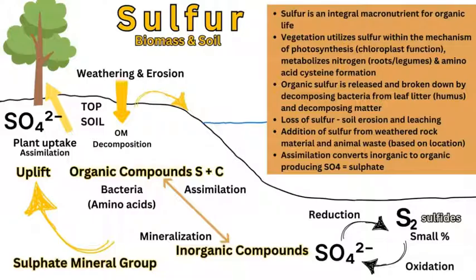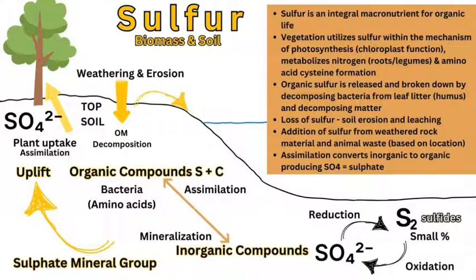And then it also is involved in the effectiveness of nitrogen metabolism through the roots and legumes in the soil. So organic sulfur and the production of organic sulfur is critical in the soil, mainly the topsoil, the O and the A horizon, for the ability for biomass to maintain growth and health within the ecosystem.